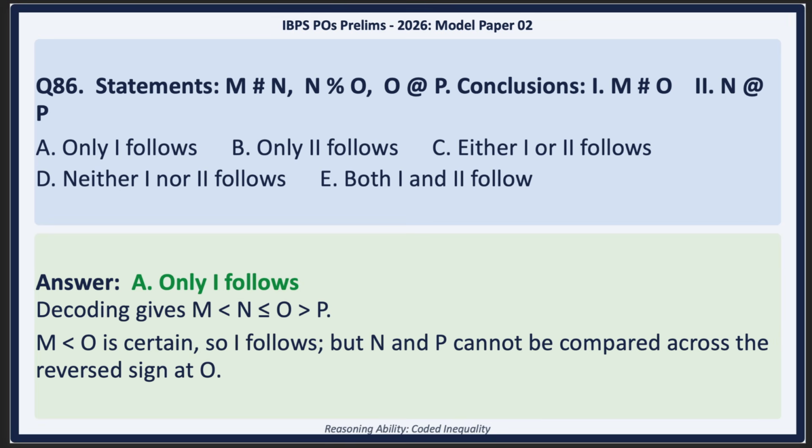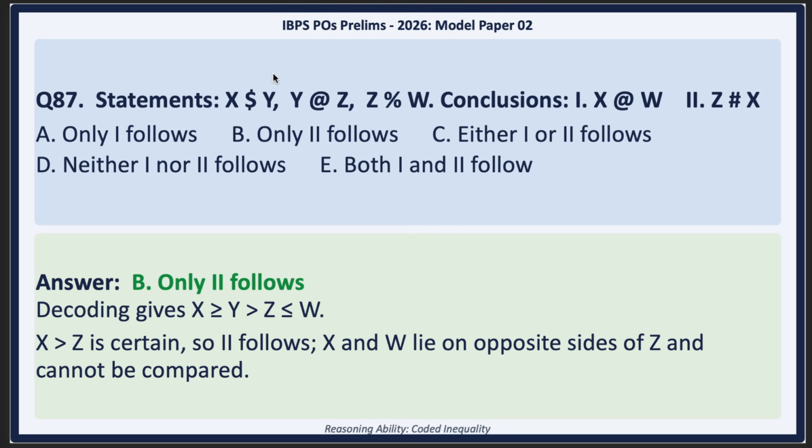Exactly. And the final inequality, question 87, works the exact same way. The chain is X ≥ Y > Z < A ≤ W. It asks if X is greater than W. Again, we hit the reverse signs at Z. The bridge collapses. We know nothing about X relative to W. Right. Then it asks if Z is less than X. Looking backwards, X is greater than or equal to Y, which is strictly greater than Z. Therefore, X is strictly greater than Z, meaning Z is definitely less than X. Only the second conclusion follows.